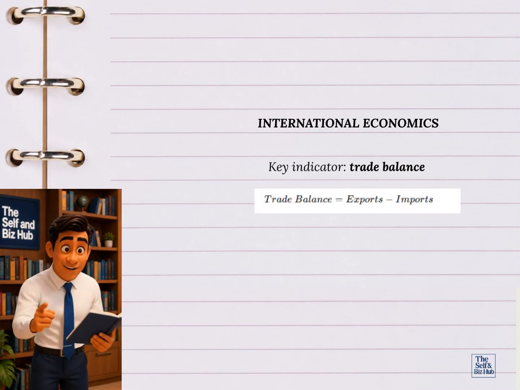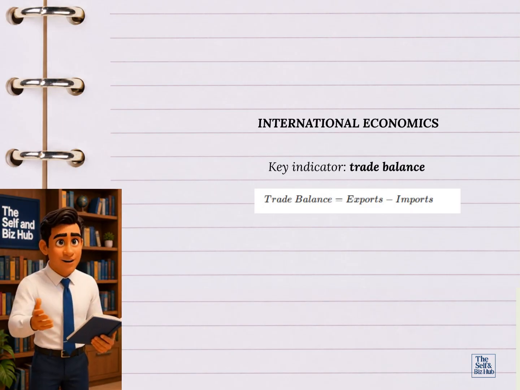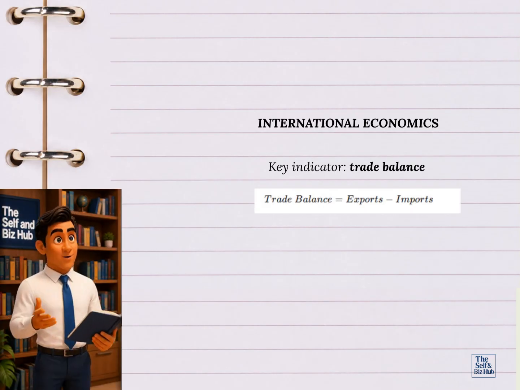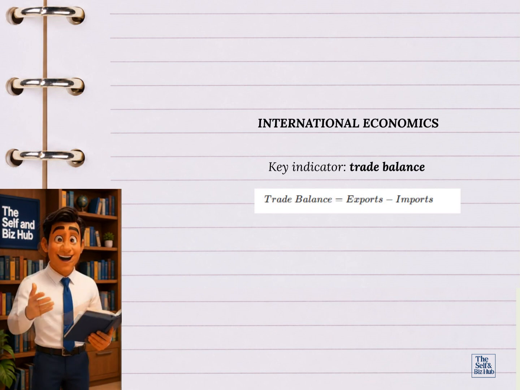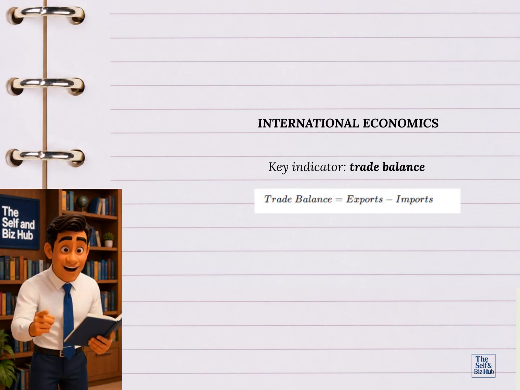One of the main indicators here is the trade balance. If a country exports more than it imports, a trade surplus occurs. If imports exceed exports, there is a trade deficit. Another important concept is the balance of payments. It shows all financial flows between a country and the rest of the world.